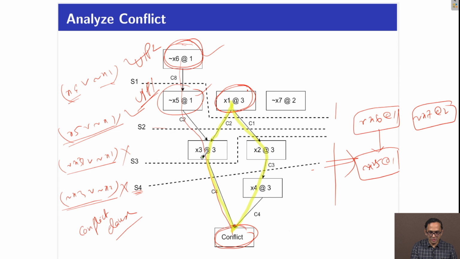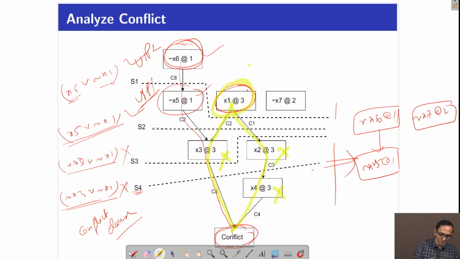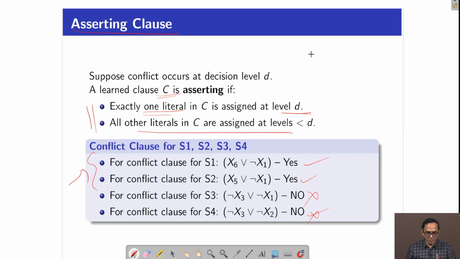But now, if you consider this node, is it a UIP? No, because there is another path in which this does not occur, right. Similarly, if I consider this node, this is also not a UIP, because there is another path in which this does not occur. Similarly, this is also not a UIP. So, the only UIP here is this node, right. This is the only UIP corresponding to this decision level, and this is UIP 1. Okay. So, we understood what UIP is.